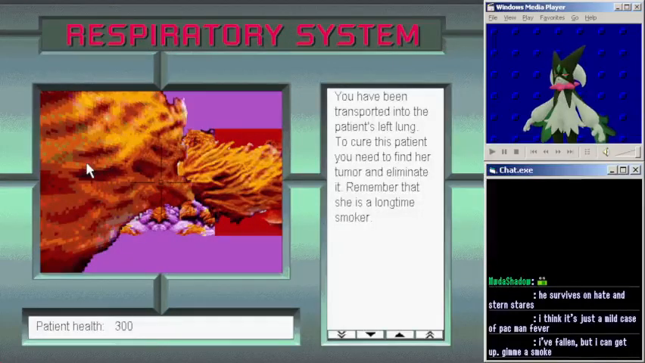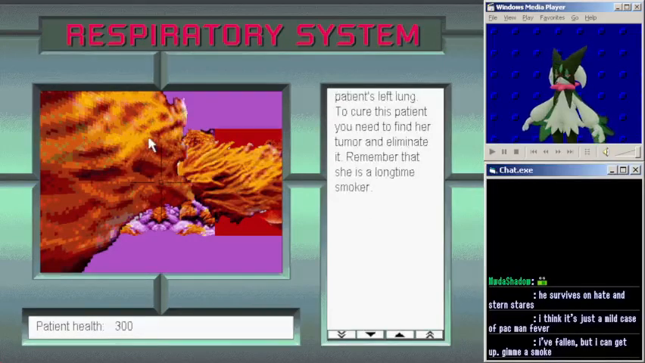You have been transported into the patient's left lung. To cure this patient, you need to find her tumor and eliminate it. Remember that she is a long-time smoker.